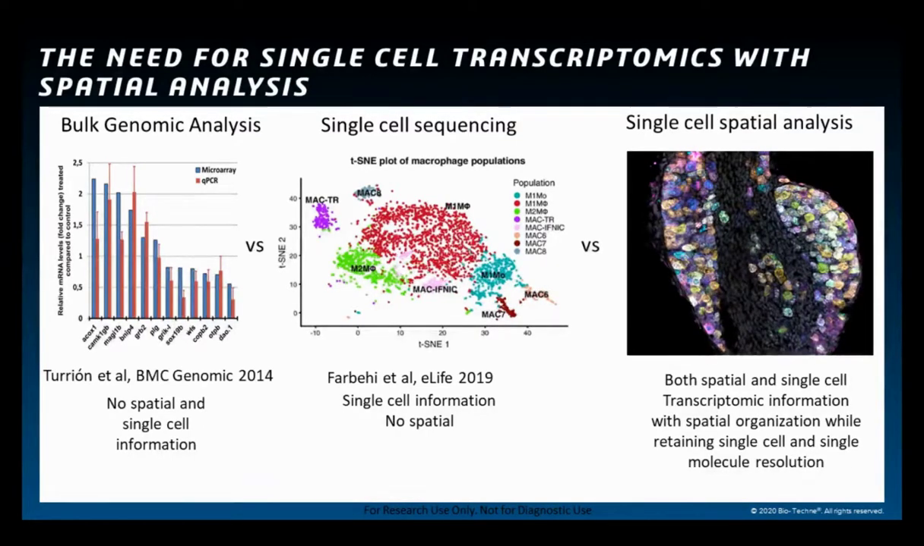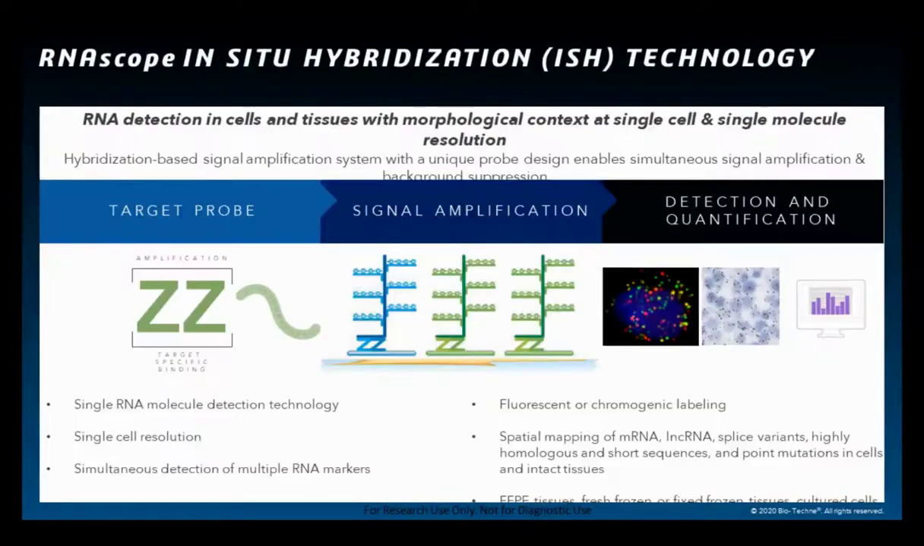So that brings us to ACD's technology, where our advanced in situ hybridization technology enables single-cell spatial analysis of any genes from any species, allowing analysis of where exactly every single molecule is located relative to every other molecule in the tissue sample. This spatial and single-cell information is important for understanding the pathological relevance of transcriptomes.